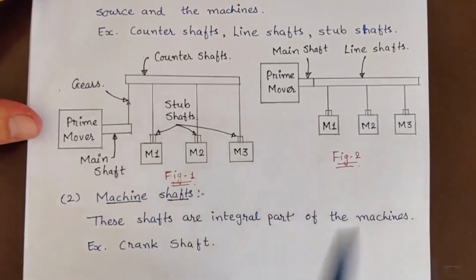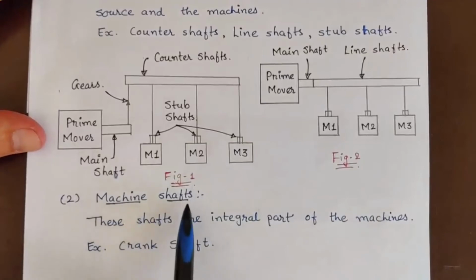Next type of shaft is a machine shaft. Now these shafts are an integral part of the machines, and an example of the machine shaft is a crankshaft.